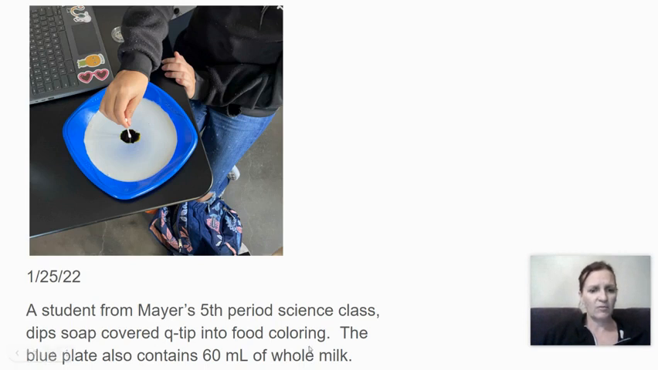So a student from Mayer's 5th period science class dips soap-covered Q-tip into food coloring. The blue plate also contains 60 milliliters of whole milk. So we're really clear about what's going on. It might be helpful for you to add labels. So I could have, instead of saying this was whole milk, I could have done an arrow saying whole milk, and I could have done an arrow saying food coloring. I decided for this particular picture, it made more sense to just write it out.